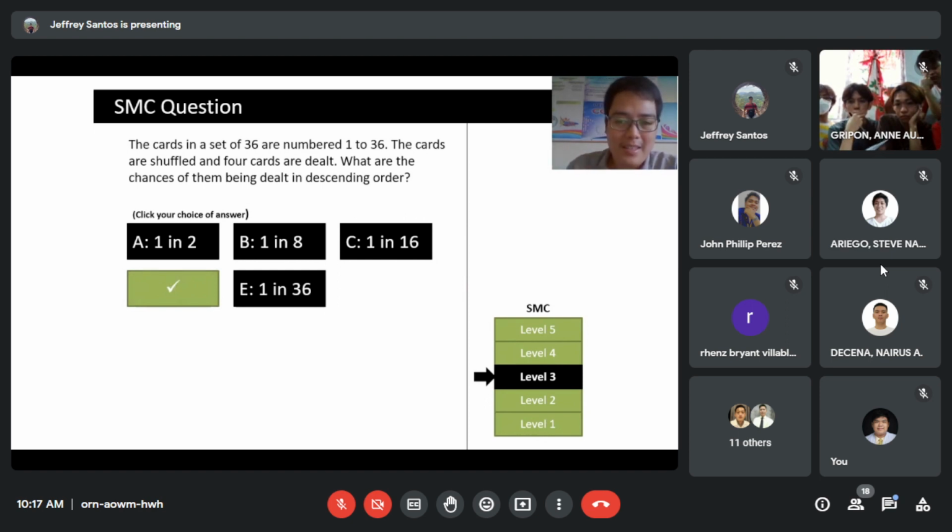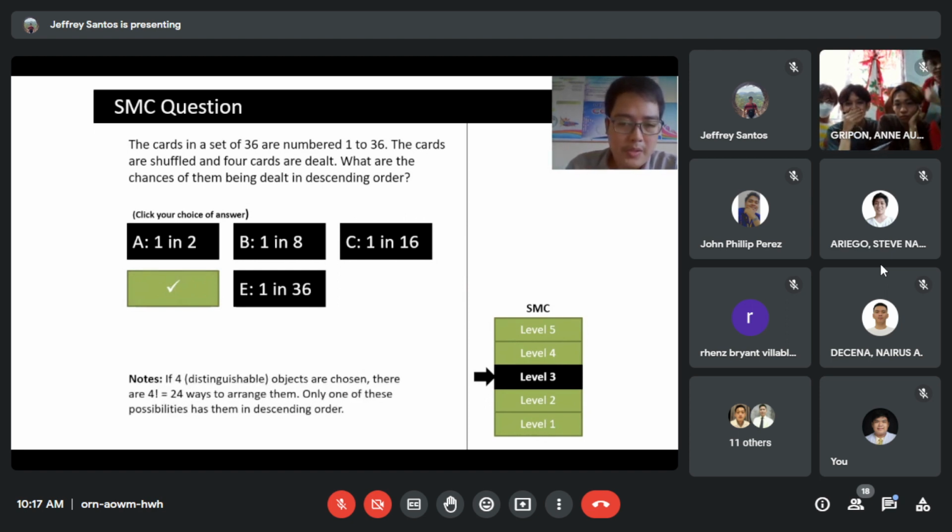Bakit? Tingnan maigi. Notes, if 4 distinguishable objects are chosen, there are 4 factorial. So there are 24 ways to arrange them. Okay? So 4 times 3 times 2 times 1 is 24. There are 24 ways to arrange them. Only one of these possibilities has them in descending order.